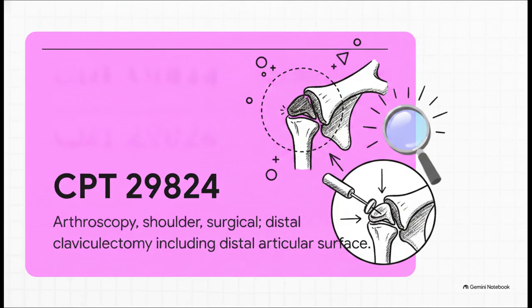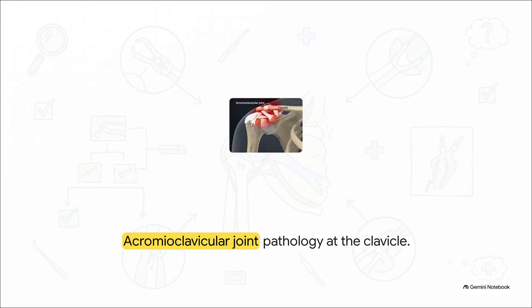Now, the absolutely most critical phrase in this entire descriptor is including distal articular surface. I mean it. If the surgeon only shaves off a tiny little bone spur but doesn't actually resect the articular surface of the distal clavicle, you cannot code 29824. Accuracy here is everything. So, you might be wondering, why does a patient even need this procedure?